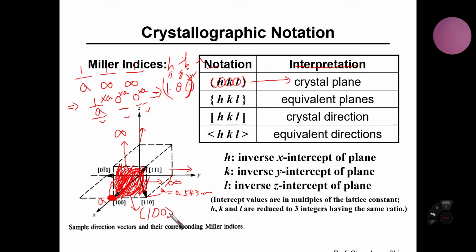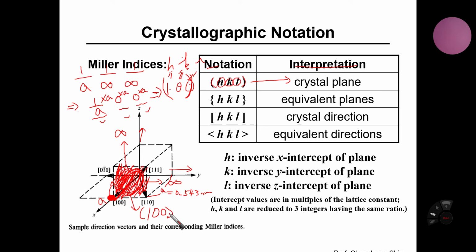Now you can tell your friends who are not in your room the exact name of the plane that you are interested in. Take a look at the 100 plane, then you can communicate with your friend. This is the main part of the Miller indices.